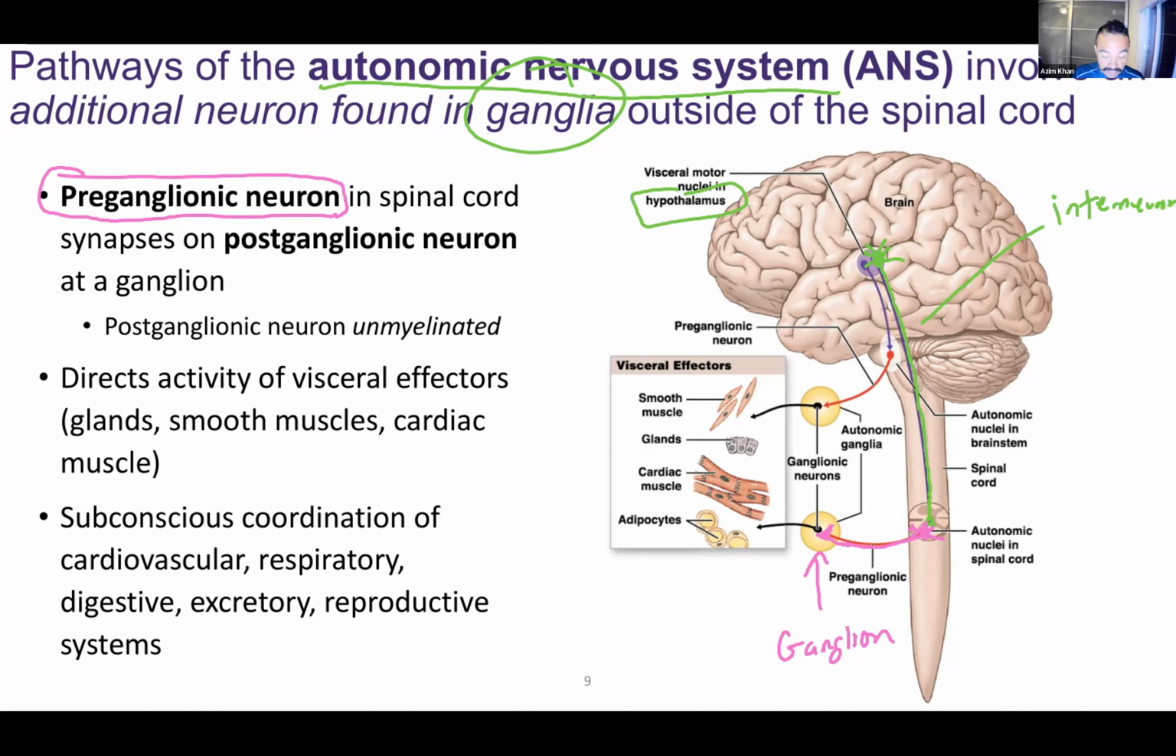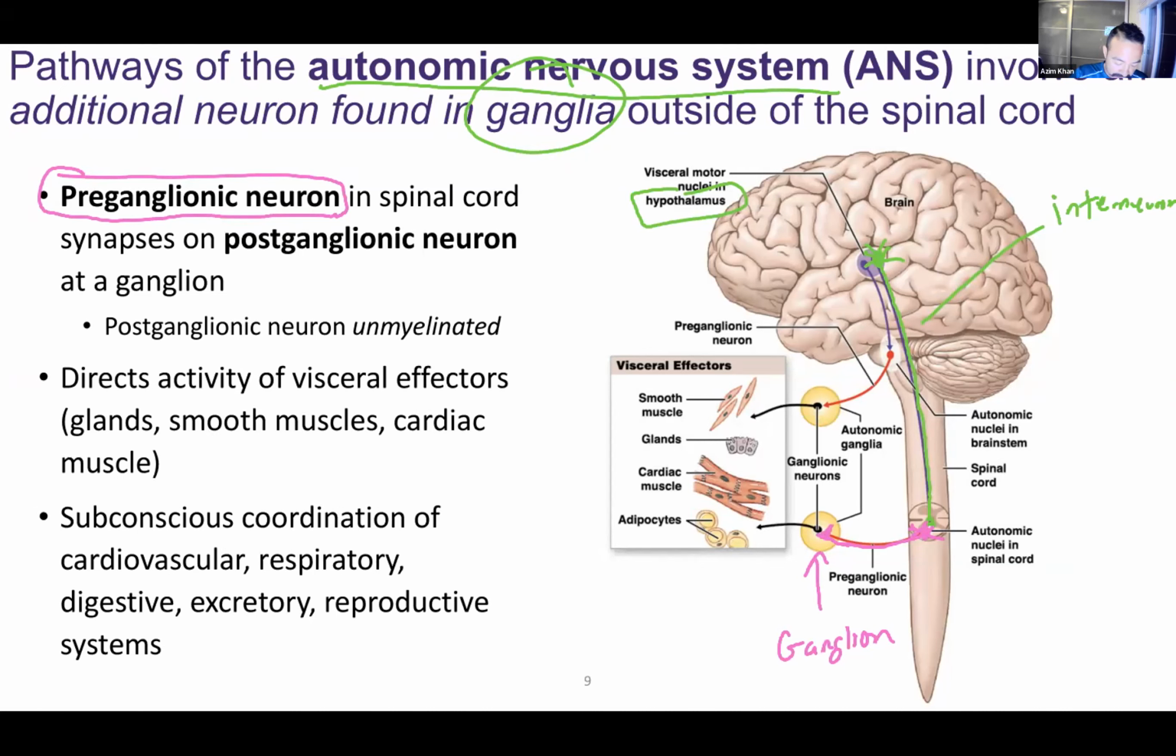So our preganglionic neuron, its axon terminal, well, that's going to get even more complicated, but its axon terminal ends there in the ganglion. Where are these ganglia? We'll get to that. But they are outside of the central nervous system. They're not in the spinal cord or the brain.